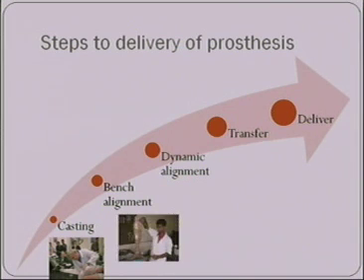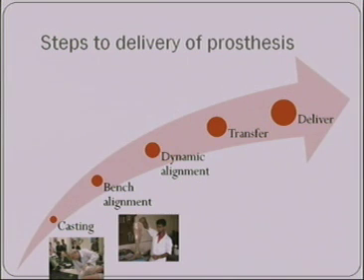And the next one is bench alignment. After all those values are taken, he's going to hand that off to the technician. The technician is going to take those values and the impression, make a check socket, and build a prototype prosthesis. And you can see that the technician is actually aligning the prosthesis on a bench, doing a bench alignment, and he's using those generic values for bench alignment to do that.